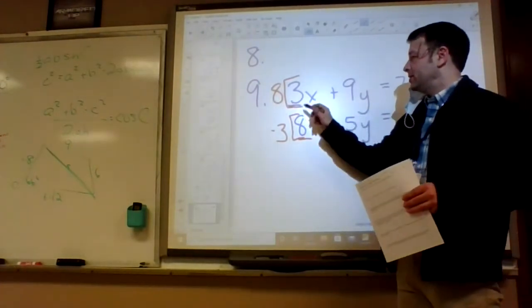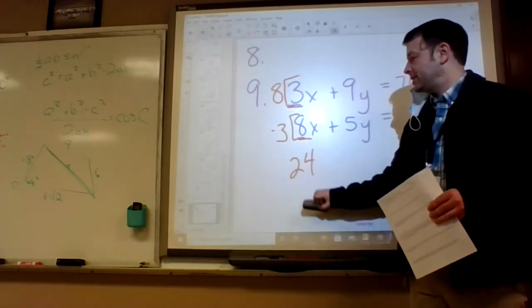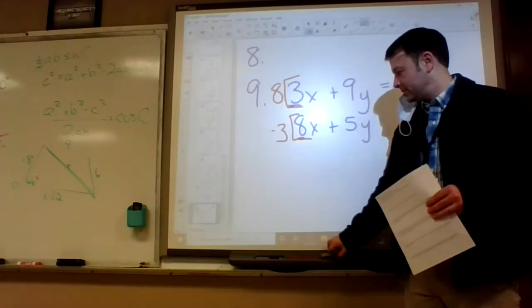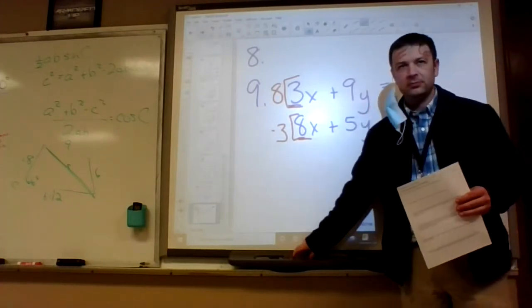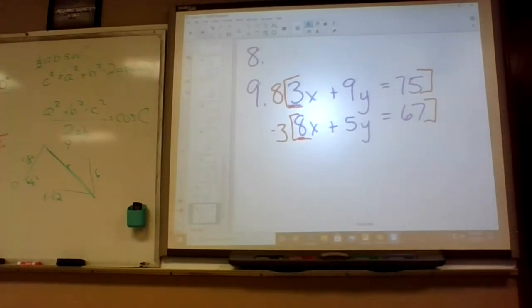This one's a little bit messier though. How can we solve that? 3 and 8 both go into 24, which is 8 and 3. So I'll multiply the top line times 8. Bottom line times -3. Why am I doing -3? Because you can add it, it'll cancel out. Opposites cancel out when you add them together.